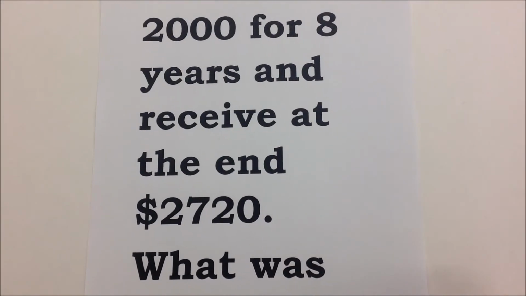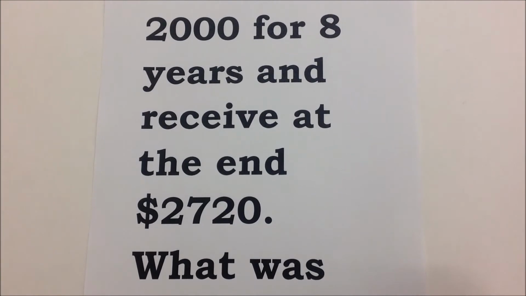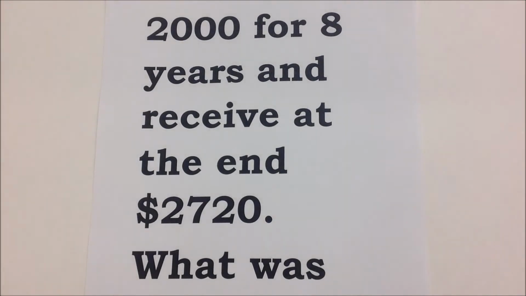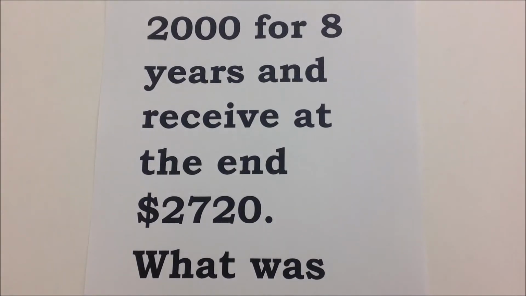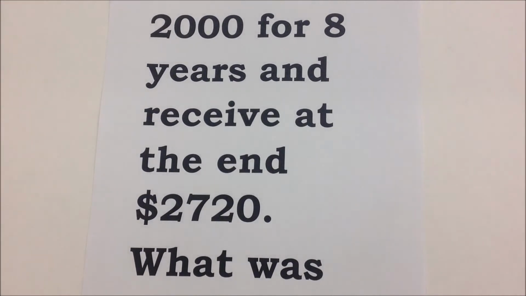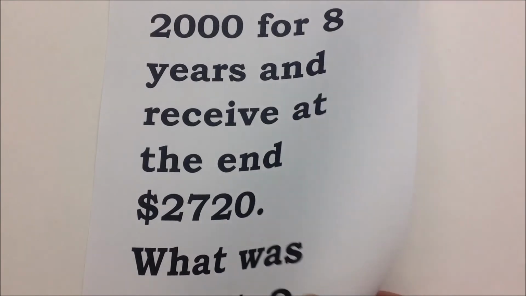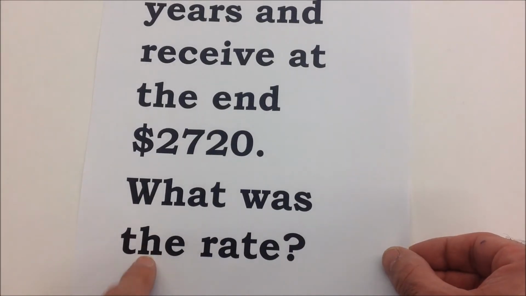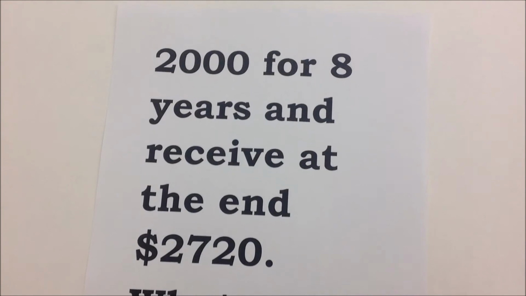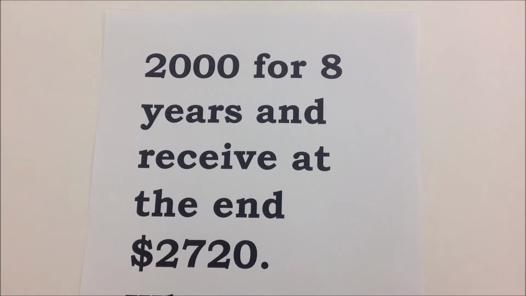Okay, that's simple interest. Here's one more, though. I know I said before that was the last question, but this one is an interesting question that will come up sometime. Let's say you borrow $2,000 for 8 years, and you receive at the end $2,720. So in this question, you already know how much you're going to get at the end of 8 years. But the question here is, what was the rate? How could we find the rate?